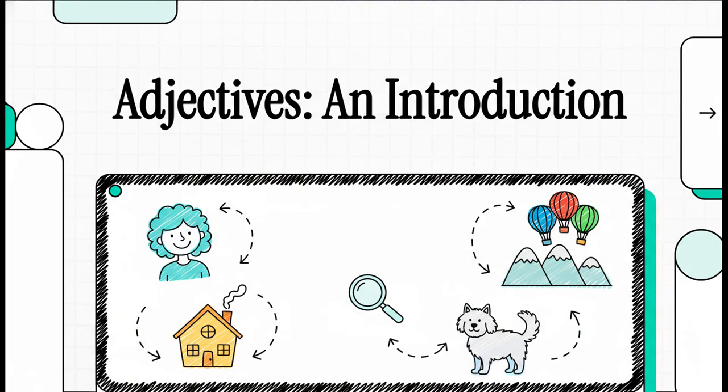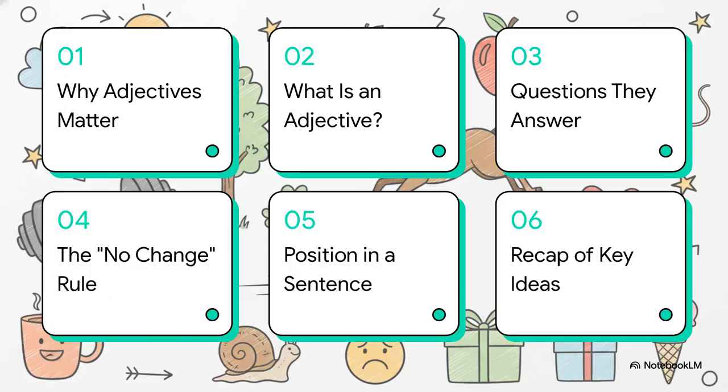Hello everyone! In today's lesson, we're going to take a look at adjectives. Adjectives are the words we use to describe people, places, and things, and they help us make our language much more clear and detailed. So here's our plan for this lesson.